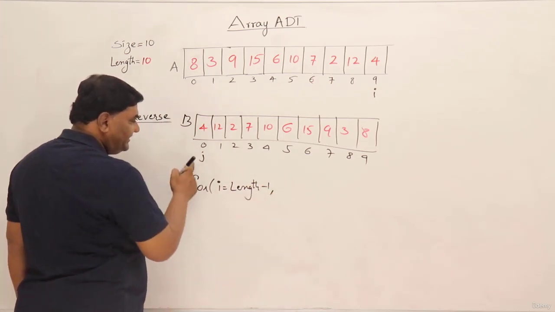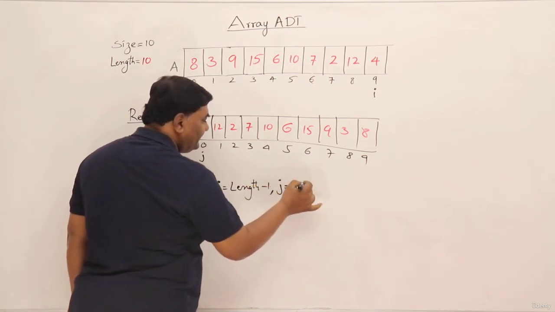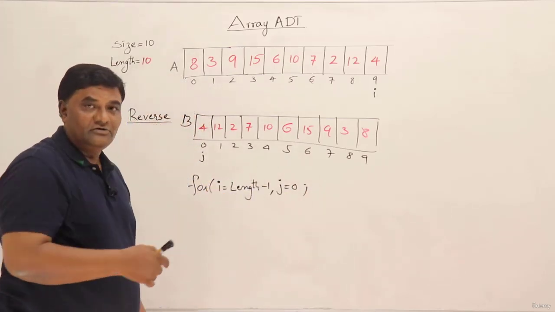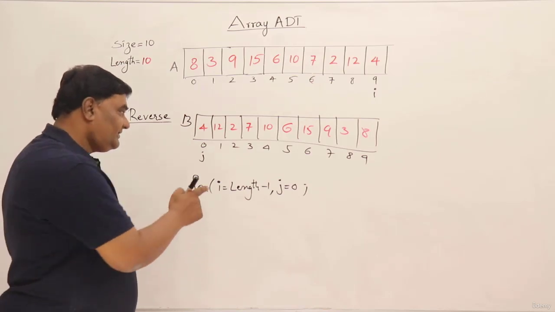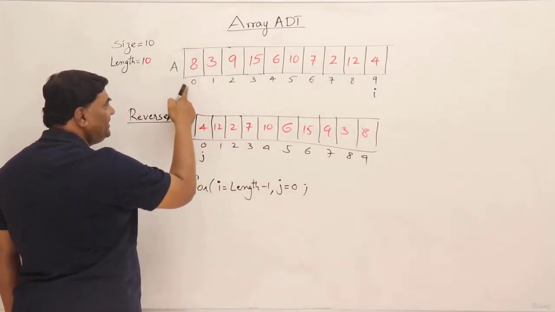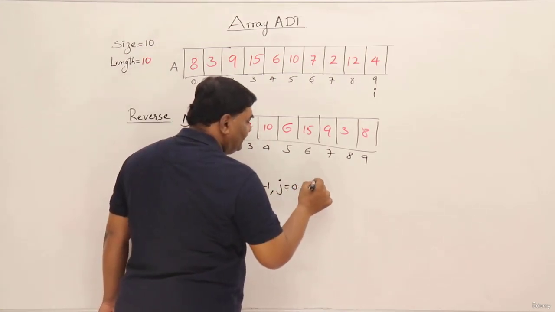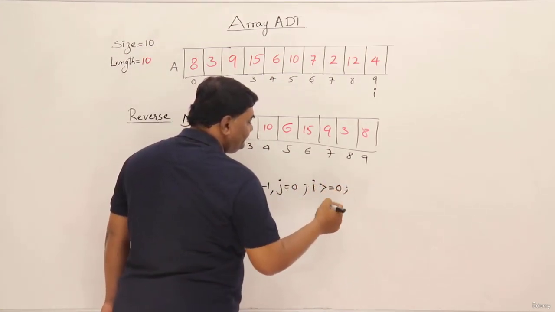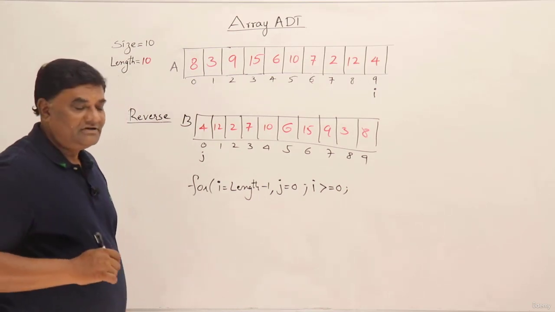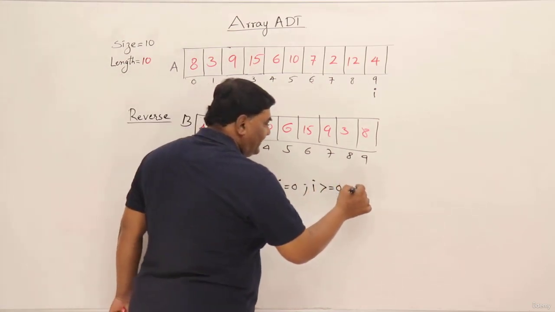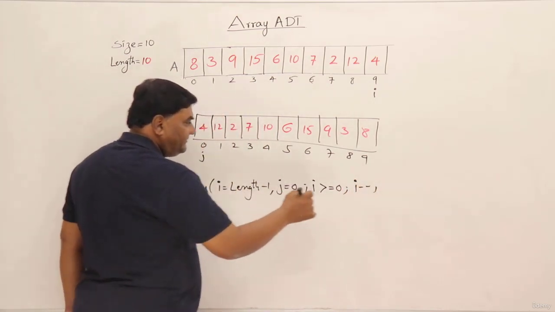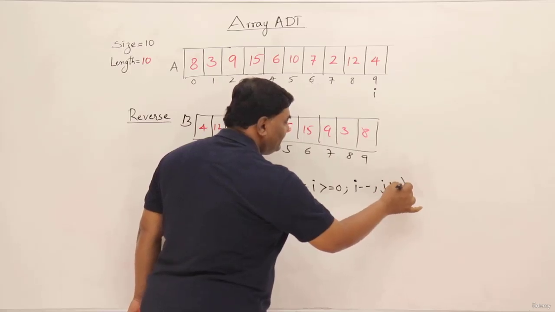And also we need J, that is J assigned 0. So we'll be doing two initializations, then semicolon. So we can have two initializations in for loop separated by comma. Then comes semicolon. How long we should do this? Until I reaches 0. So beyond this one, we should stop. So I greater than or equal to 0. So when it becomes less than 0, it should stop. Then every time I should be decrementing, comma, then the J should be incrementing, J plus plus.